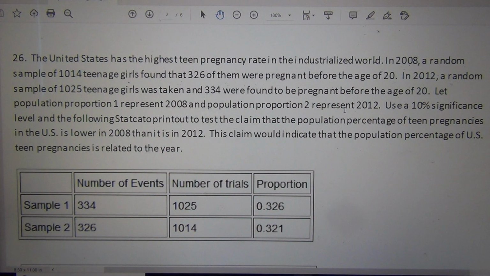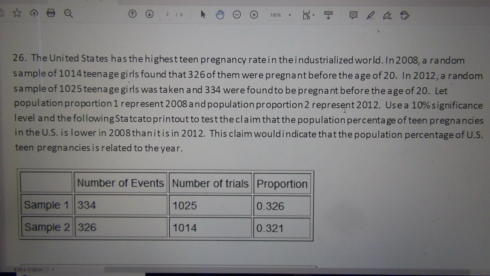All right, this is Matt Teachout with Intro Stats, and we're looking at a problem in the textbook, section 4C, number 26. We're comparing proportions. The U.S. has the highest teen pregnancy rate in the industrialized world. In 2008, a random sample of 1,014 teenage girls found that 326 of them were pregnant before the age of 20. In 2012, a random sample of 1,025 teenage girls was taken and 334 were found to be pregnant by the age of 20.